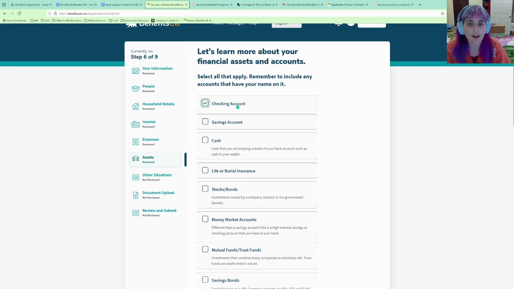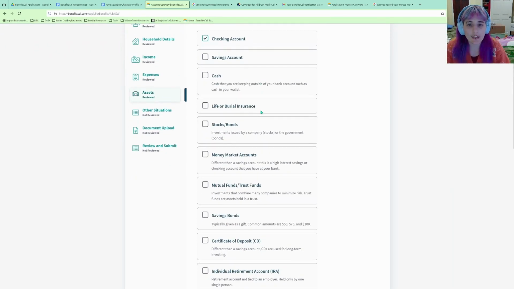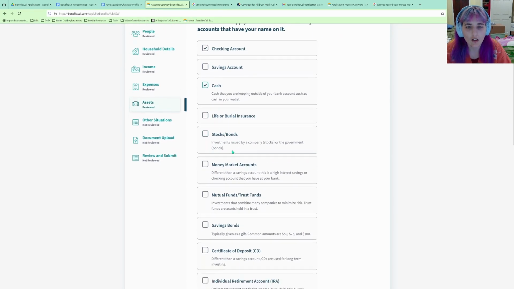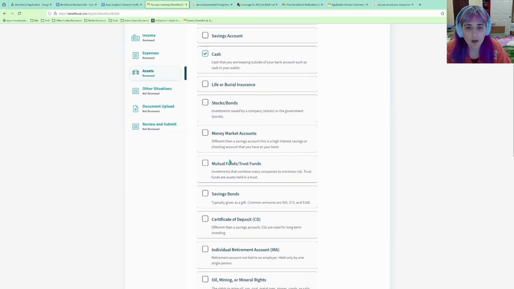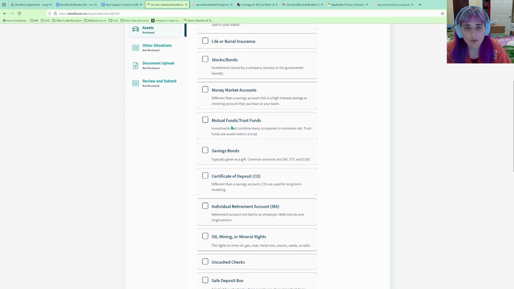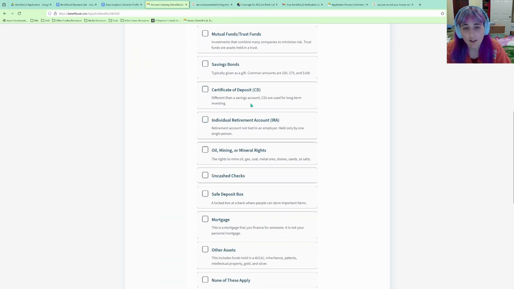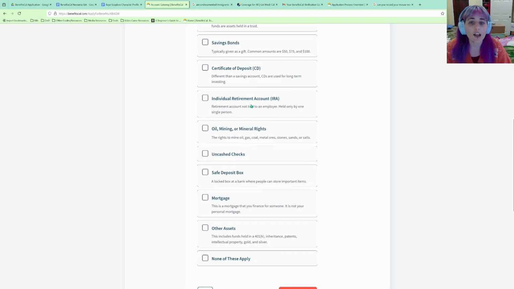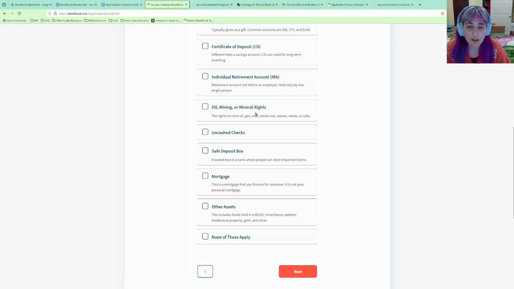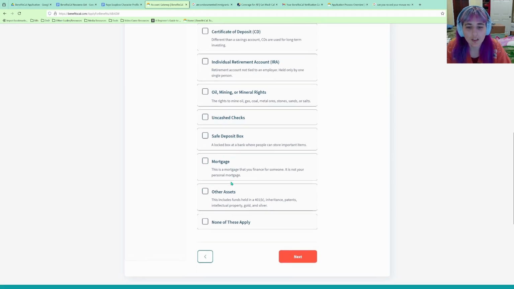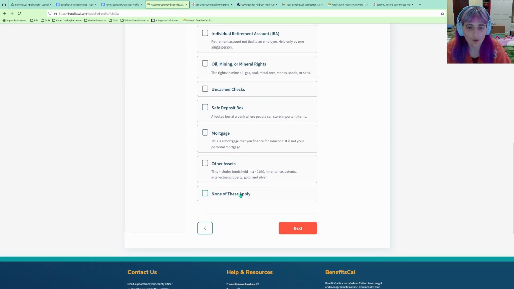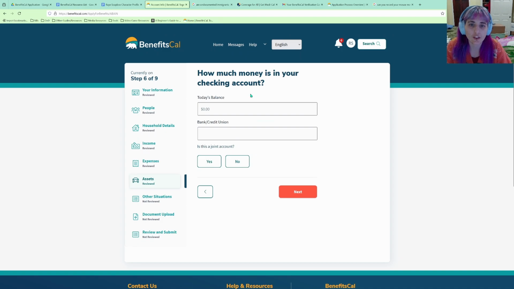I'm just going to say I have a checking account, and we'll say I have some cash. The options are life or burial insurance, stock bonds, money market accounts, mutual funds, trust funds, savings bonds, CD accounts or certificate of deposit, IRAs, oil, mining or mineral rights, uncashed checks, safe deposit box, mortgage, other assets, or none of these apply. Okay, how much money is in your checking account?